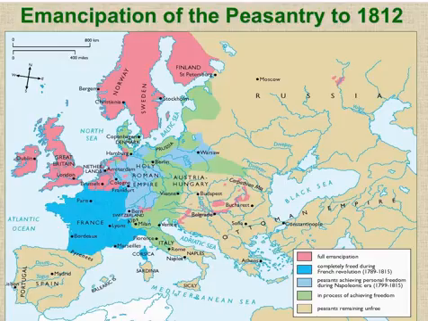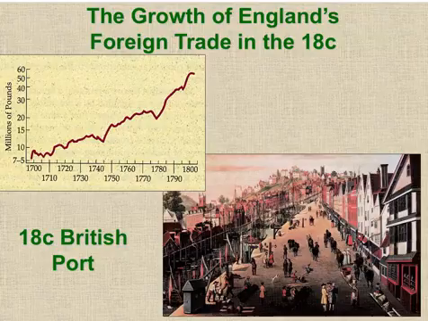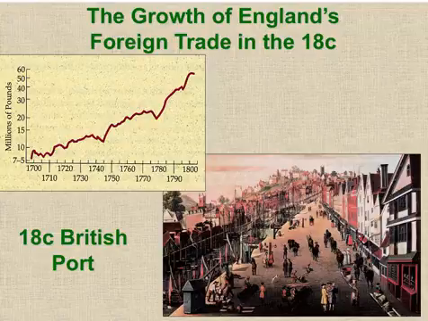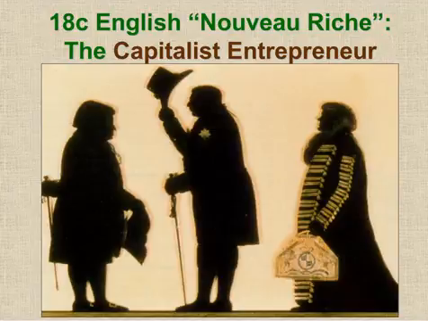And also the fact that the peasants had full emancipation in England is also going to help them on their path towards industrialization. And this is the growth of England's foreign trade in the 18th century, and you could see the trajectory going up very sharply, and you can see at the bottom an 18th century English port. We start to see the rise of the middle class with the Nouveau Riche, the capitalist entrepreneur, begin to develop in England.